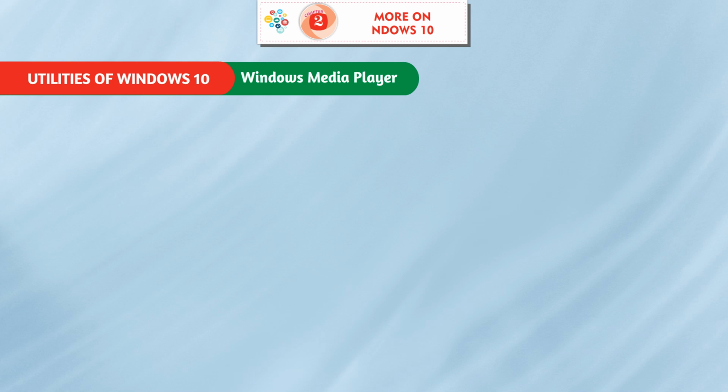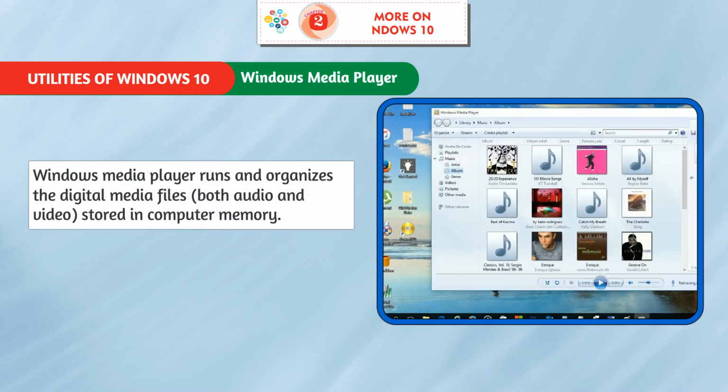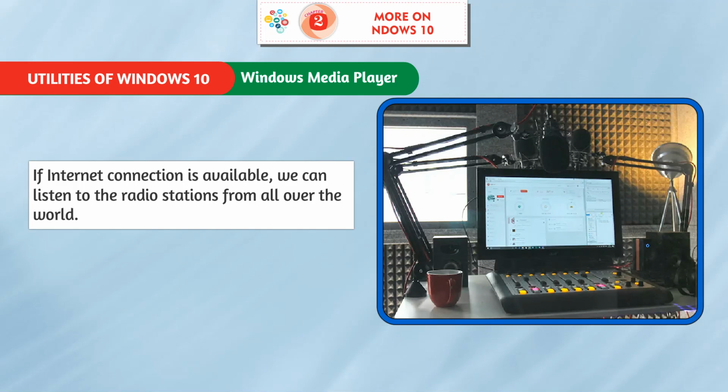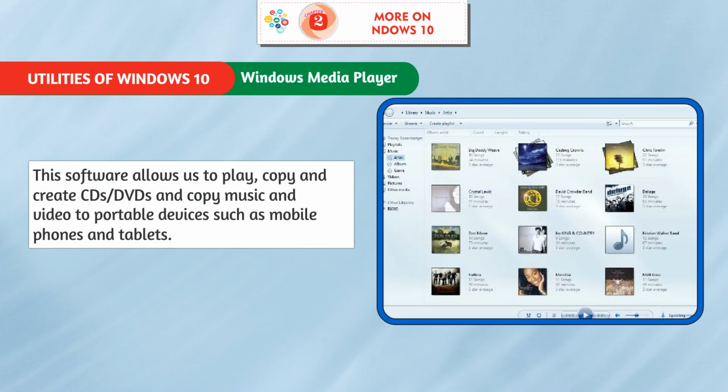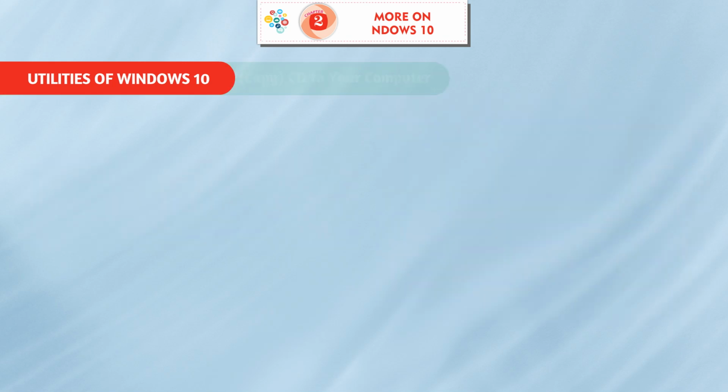Windows Media Player. Windows Media Player runs and organizes digital media files, both audio and video, stored in computer memory. If an internet connection is available, we can listen to radio stations from all over the world. This software allows us to play, copy and create CDs and DVDs, and copy music and video to portable devices such as mobile phones and tablets.